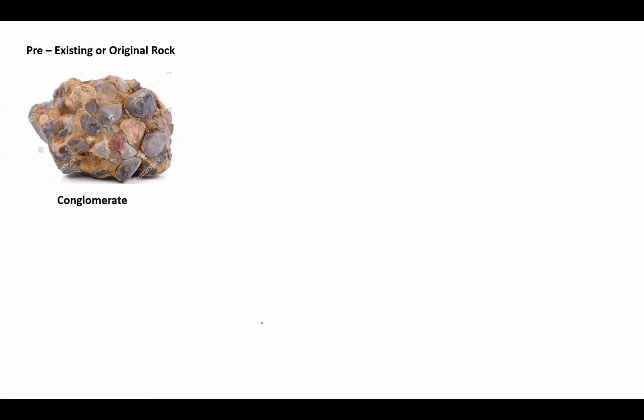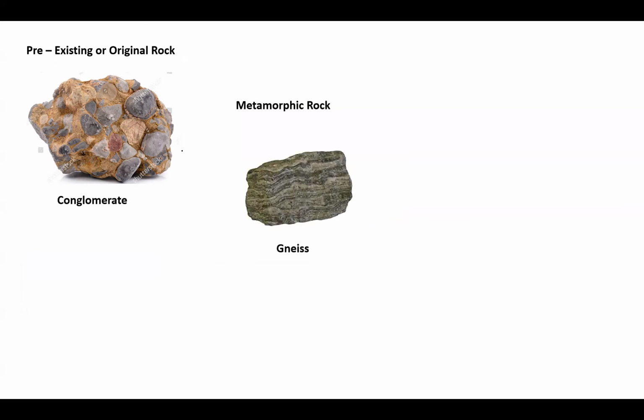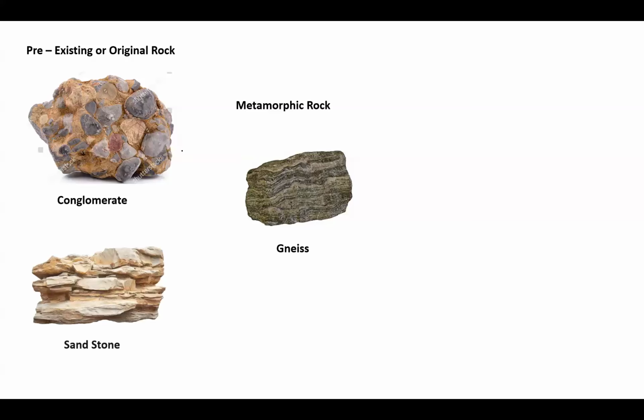So conglomerate. What is a conglomerate? Please mention which type of rock it is, sedimentary or igneous, in your comment section. Due to heat and pressure or other means of metamorphism, it leads to the formation of gneiss. This also leads to the formation of a gneissic form of metamorphic rock. Then sandstone, a pre-existing rock. Originally sandstone. Please mention what a sandstone is, whether it is a secondary or primary rock, in the comment section.